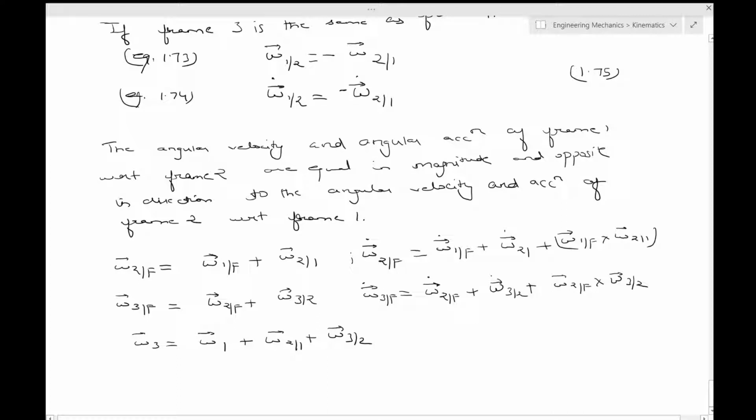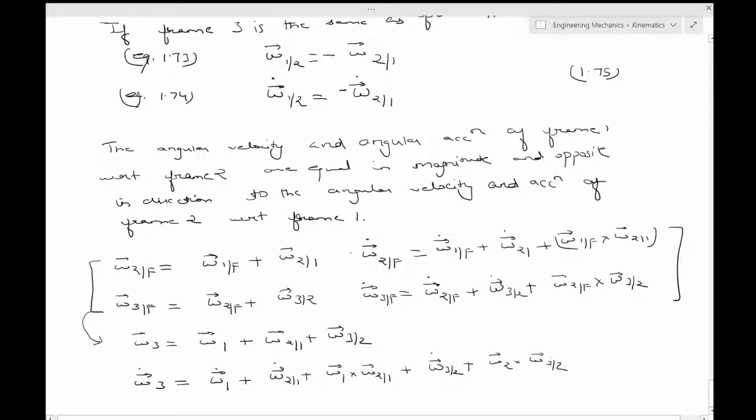This you can write from these two equations. Okay, so f is clearly dropped now, so you can write over here, these two will give you this, and similarly omega dot 3 you can write using these two equations. I'll just show over here. That would be equal to omega dot 1 plus omega dot 2 with respect to 1 plus omega 1 cross omega 2 by 1 plus omega dot 3 by 2 plus omega 2 cross omega 3 by 2.